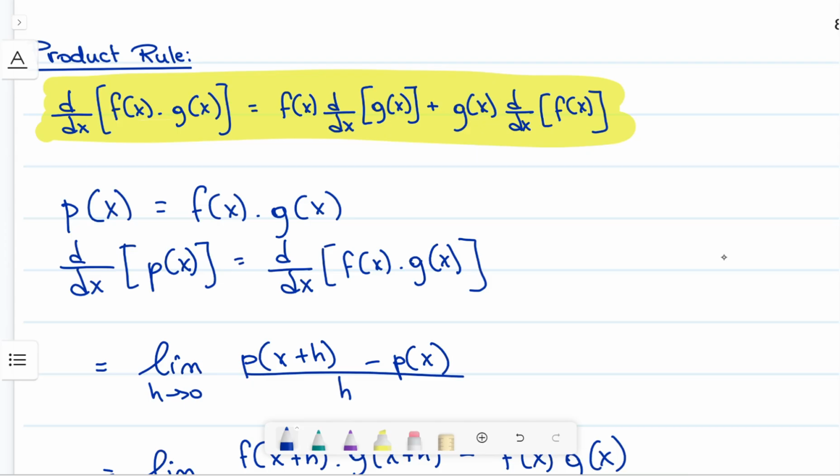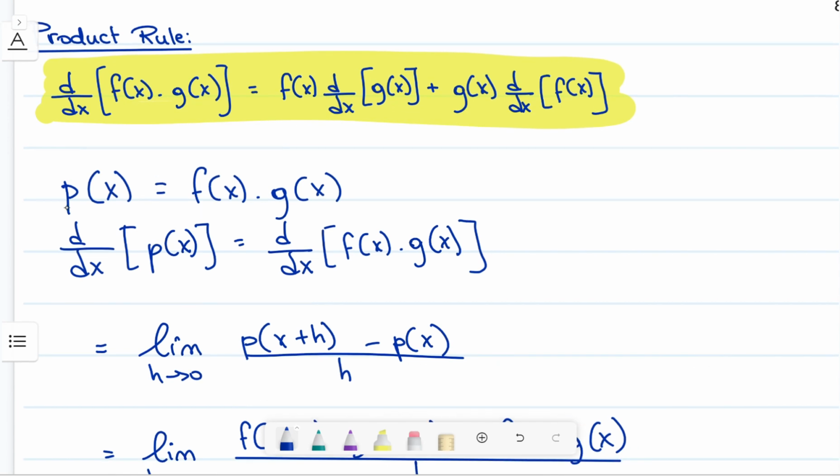Now we will look at the product rule. So we are looking at the derivative of f of x times g of x. This is equal to f of x times the derivative of g of x plus g of x times the derivative of f of x. Let's look at the proof right now.